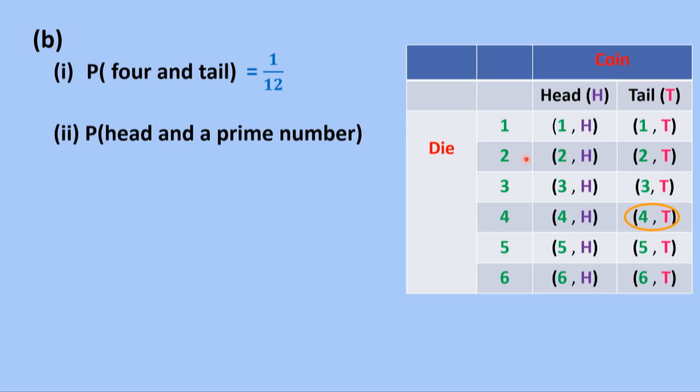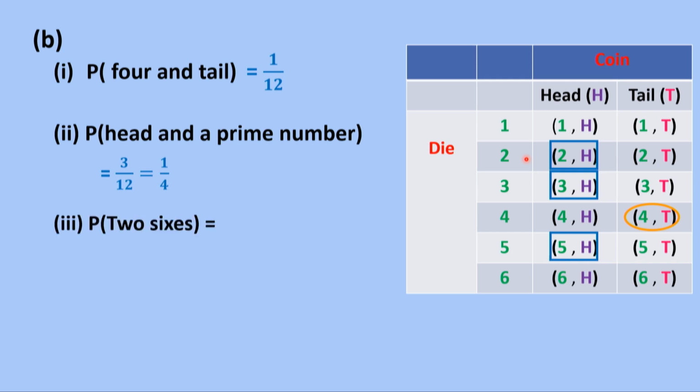Second part, probability of getting a head and a prime number. Do you still remember what are prime numbers? A prime number is a number which is divisible by 1 and itself. So here the prime numbers will be 2, 3 and 5. So head and prime number, I'm going to have 2 head or 3 head or 5 head. So we have in all 3 possibilities. 3 over 12, which is 1/4.